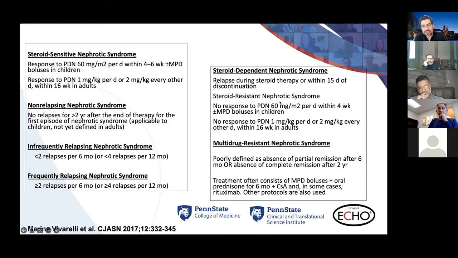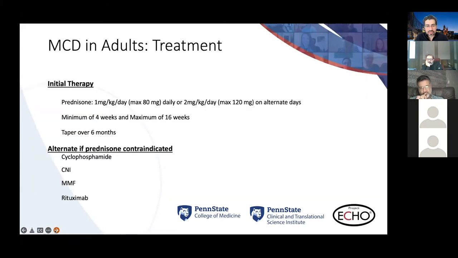And then, as we talked about, there is steroid resistance as well, which is no response: in children it's 4 weeks, and in adults it's 16 weeks. And multi-drug resistant, I think, is poorly defined. If you're not seeing any response after 6 months, or absence of complete remission at 2 years, really stretching the limits towards the other extreme. And in this situation, multiple different treatments have been tried.